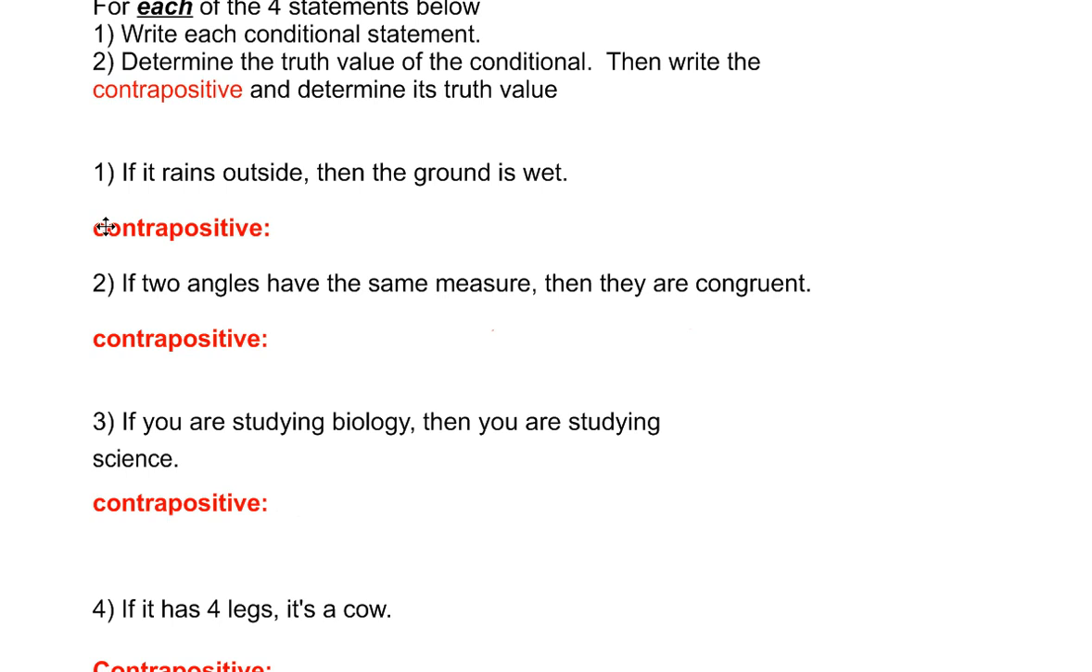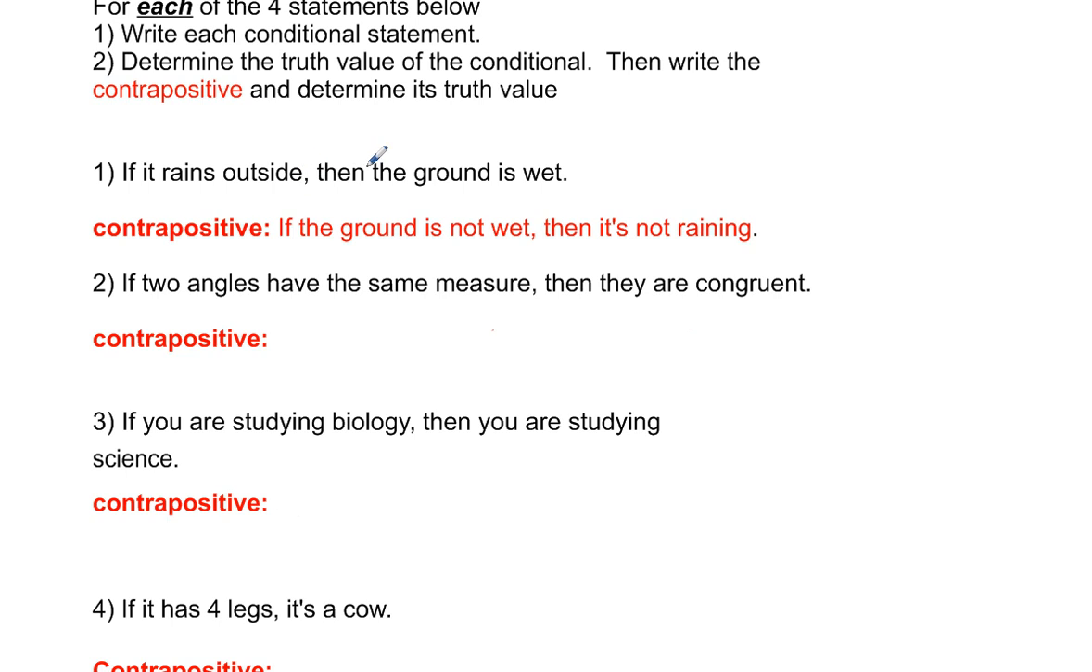Okay, so the first one is, if it rains outside, then the ground is wet. So what should you have gotten as the contrapositive? We're going to flip and negate the premise and conclusion. So if the ground is not wet, then it's not raining. Is that true? Well, yes, because if it rains outside, we know the ground is wet. If the ground is not wet, it could not possibly be raining, because if it's raining, then the ground would be wet. So we know that the contrapositive is true, right?